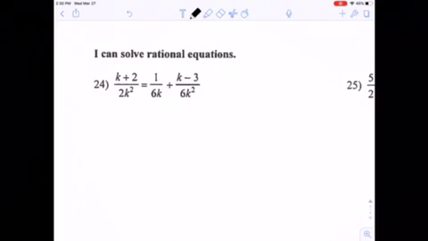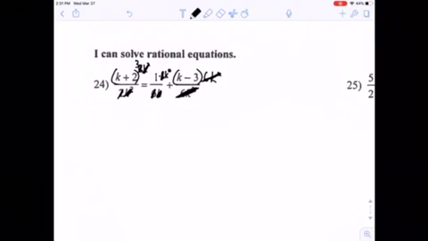Okay? So in 24, you're looking at denominators of 2k squared, 6k, and 6k squared. Well, the fastest way to get rid of them is to multiply all of them by 6k squared. Okay, so unlike adding and subtracting where we do top and bottom, here we only do the top. Okay, so 6k squared cancels out with 6k squared. 6 cancels out with the 6. K makes that just k, not k squared. Here, k squared and k squared, 6 over 2 reduces to 3.